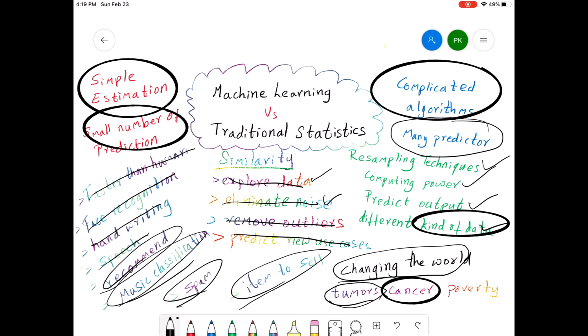So next time when someone says to you that machine learning is just traditional statistics, you need to let them know how machine learning is different from statistics, how advanced it is, and how advanced things are getting with deep learning and artificial intelligence. So it's good, and we are actually moving in the right direction.